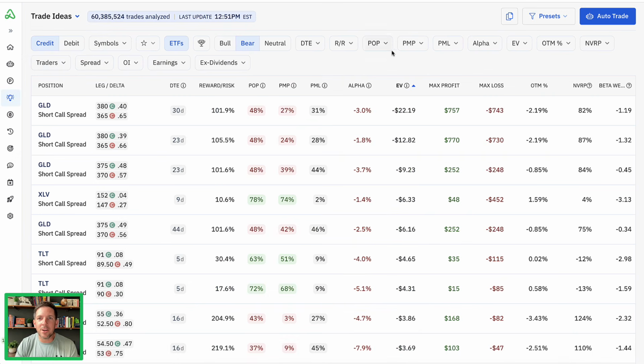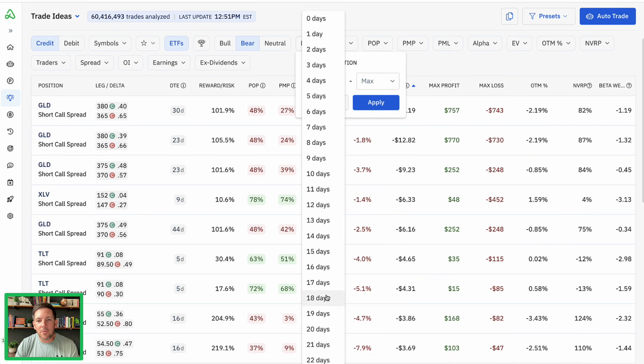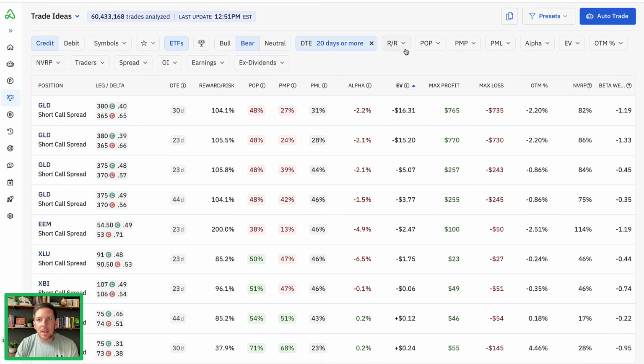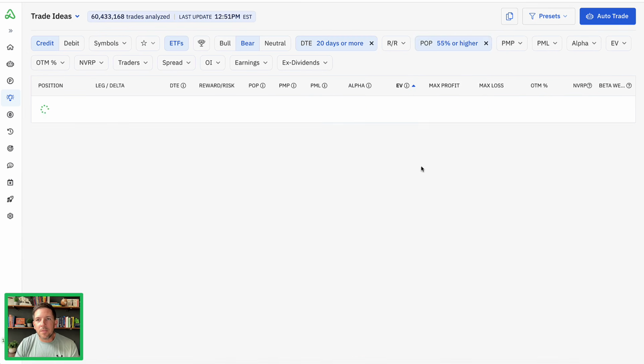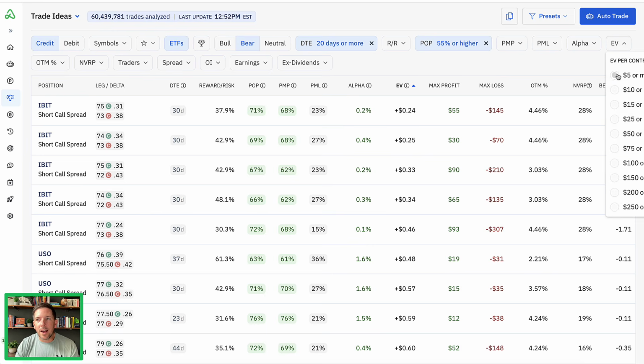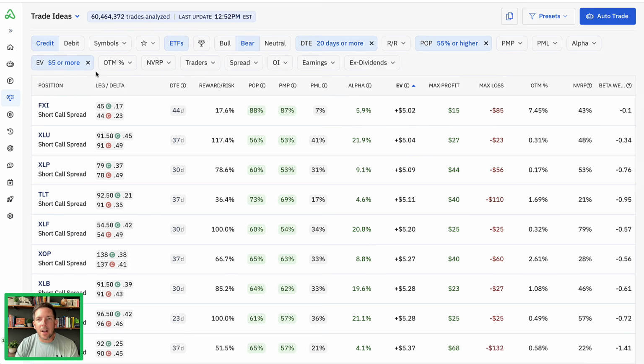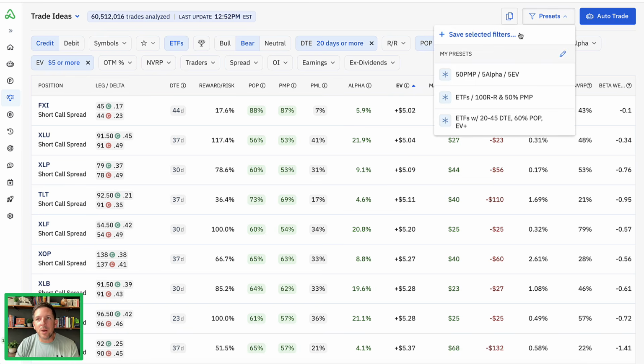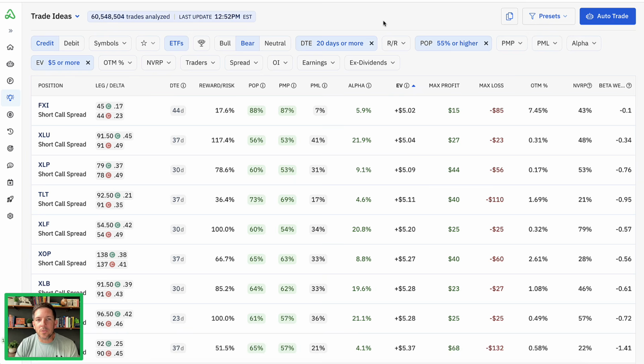So if I were to come in here again, I would do some DTE filtering. So I'd go out just a little bit further. This is what I do personally on mine. I go probability of profit 55 or higher, expected value at least $5 or more. Again, you can do all sorts of different filters here. I'll add a link to this set of filters inside the video below so you can check it out for yourself. If you like any of these, by the way, you can save these as a preset. I use a couple different presets that I can filter for trade ideas.